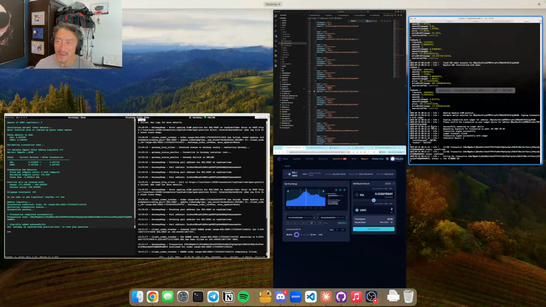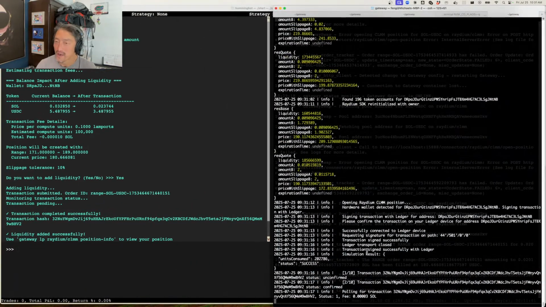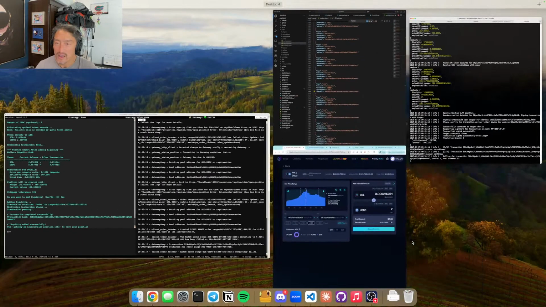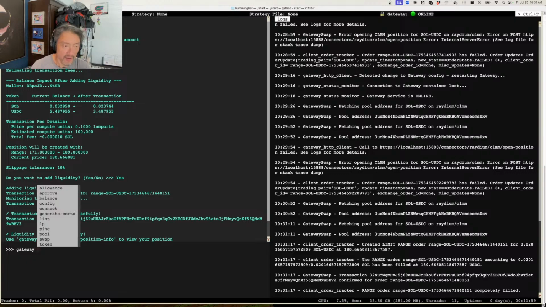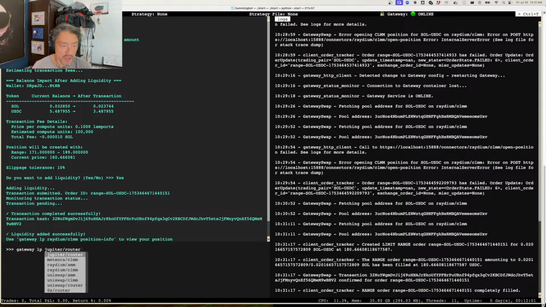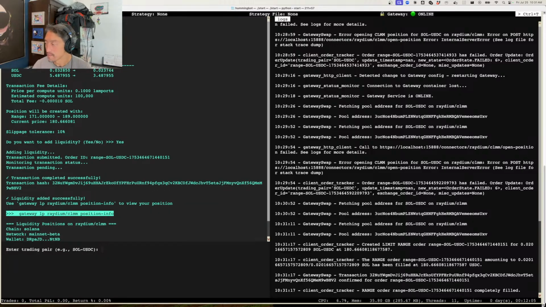So another tip is, if you have problems with Gateway, at least for now, I recommend running from source or viewing the Docker logs so you can see what the errors are on the Gateway side, because that's probably more informative than what's in here. So we did create that position successfully. Now let's take a look at that position using the position info command.